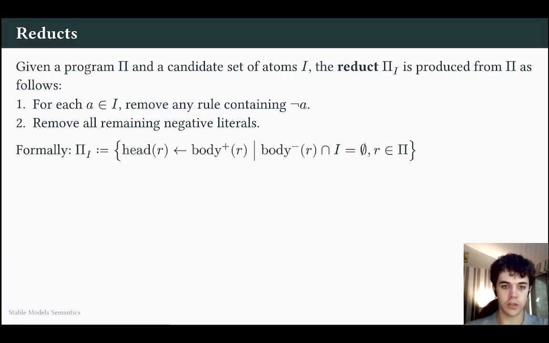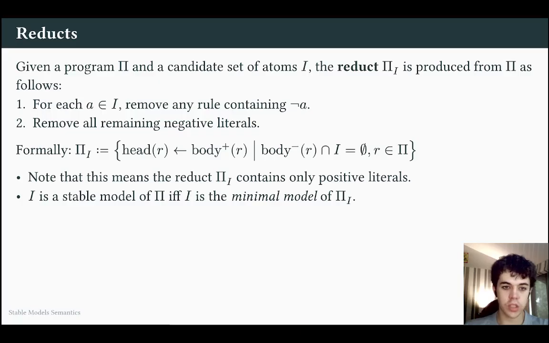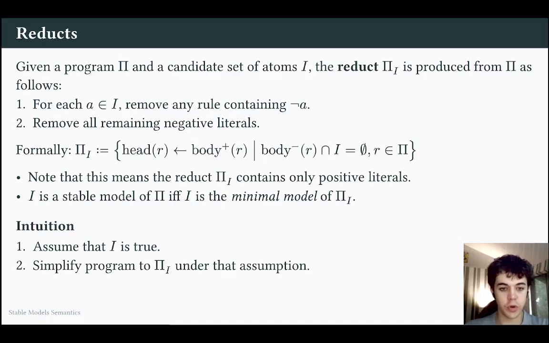Formally, here's the definition of pi^I, where body plus is the positive literals in the body of the rule, and body negative is the negative literals. Note that this means the reduct pi^I contains only positive literals, and we'll get to why that's important. The interpretation is a stable model of pi if the interpretation is a minimal model of the reduct pi^I.